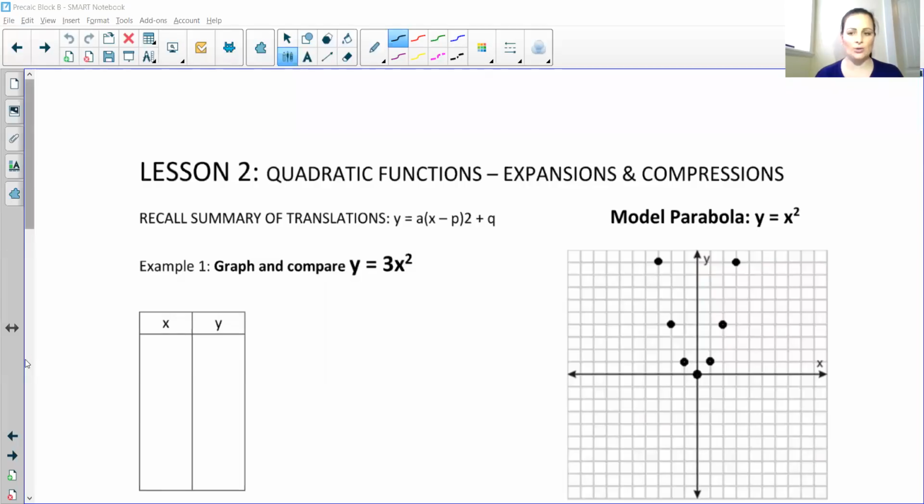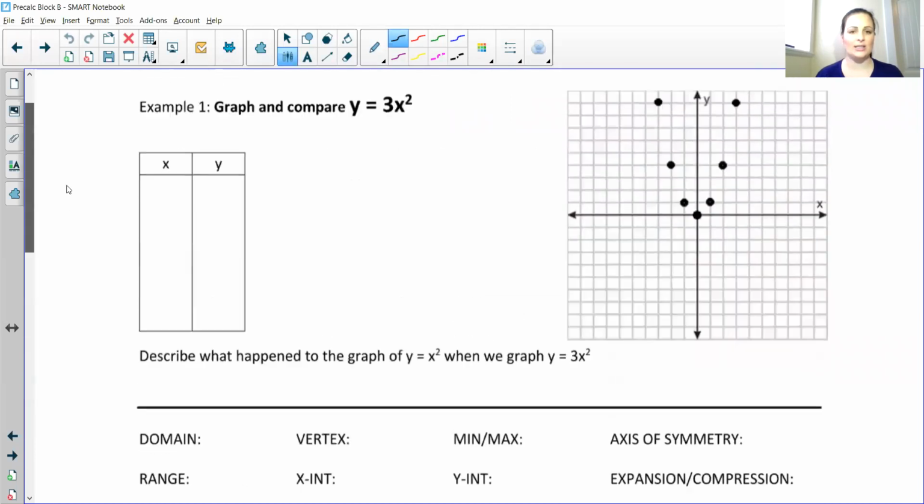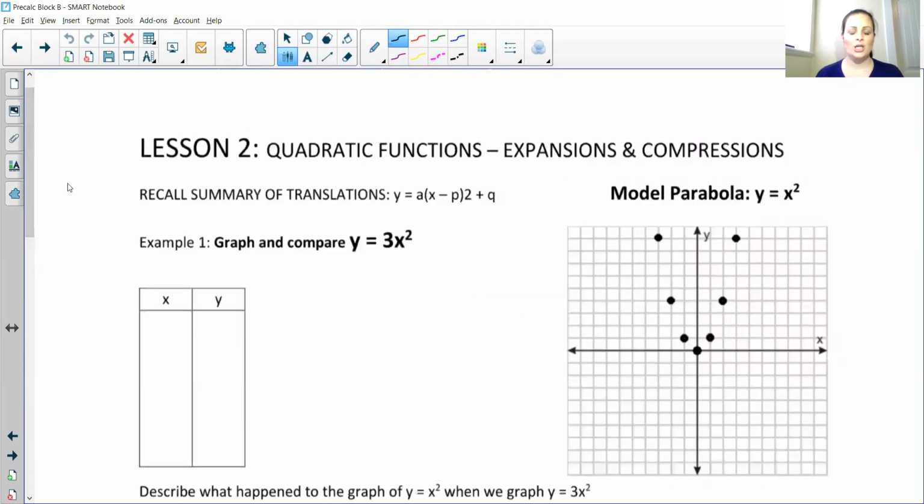So try things out, try changing that value, and see if you can figure out what the effect is. And I'm going to use the notes to help guide our discussion in this and to help guide you into figuring out what those changes are. It looks like this. It's lesson 2, and it is page 68 in your note package. So we're talking about expansions and compressions.